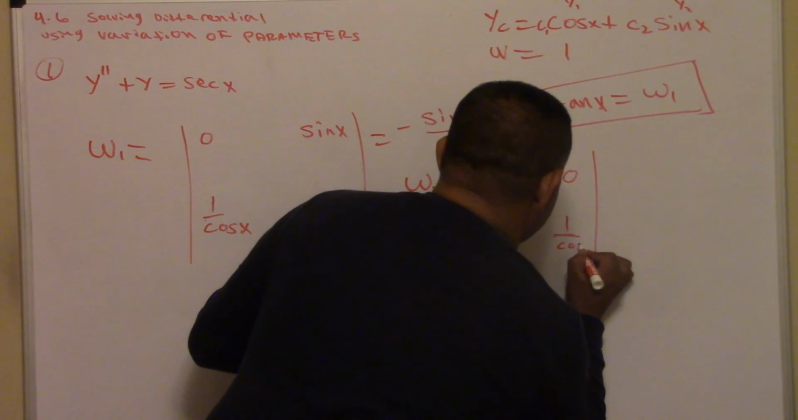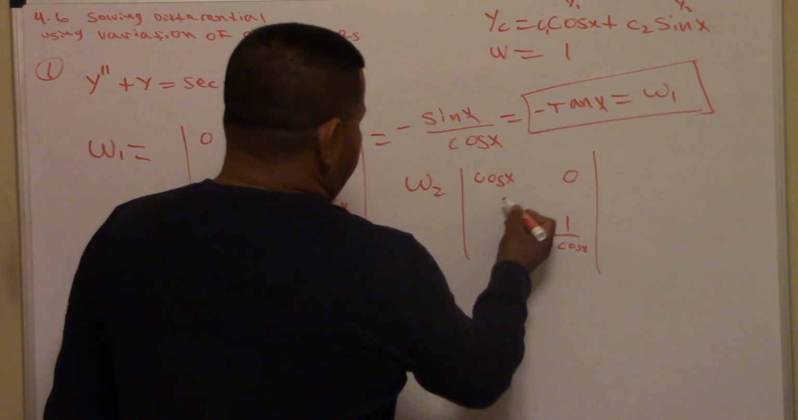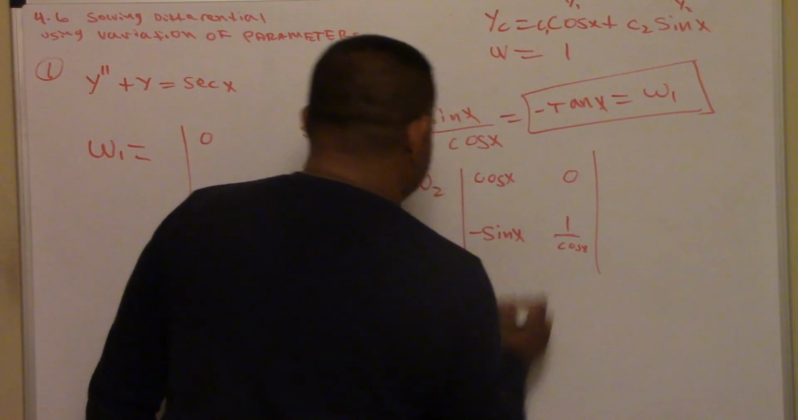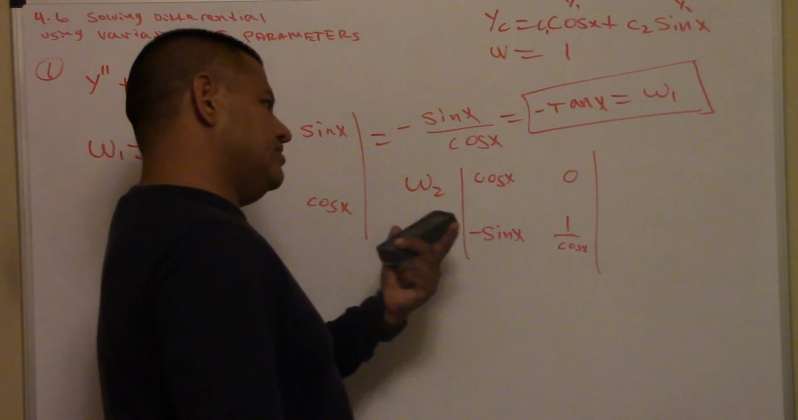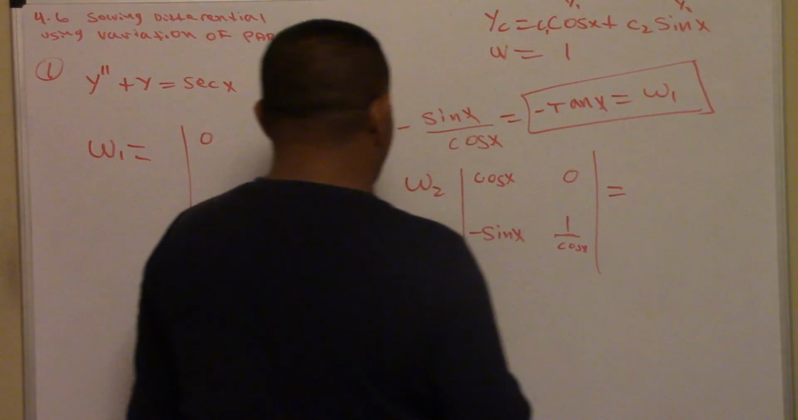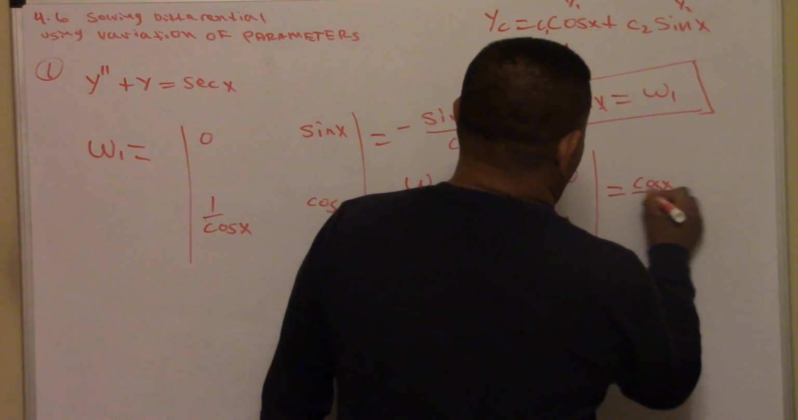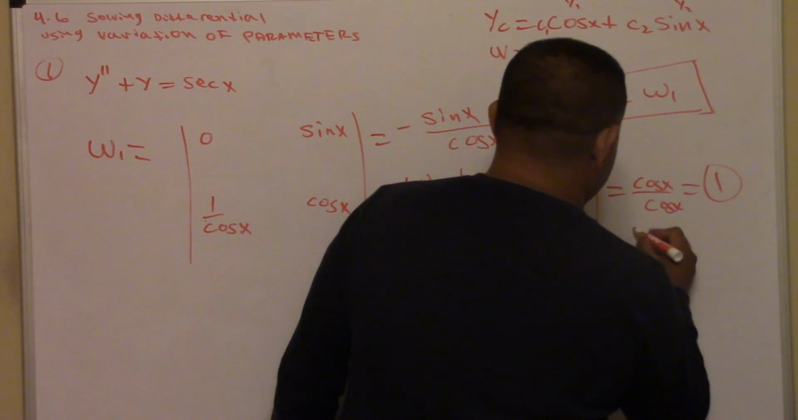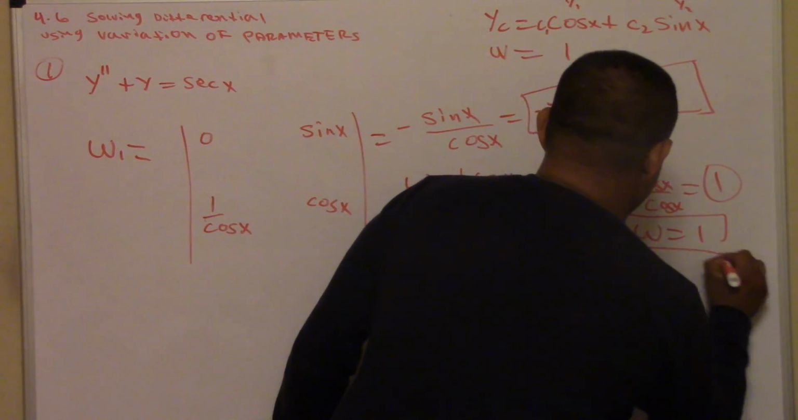1 over cosine of x, right? The derivative of sine, the derivative of cosine is negative sine, right? Okay? Again, this times that is 0. It's nothing. We only have a W2. We have cosine of x over cosine of x, which is equal to 1, right? So W2 is equal to 1.